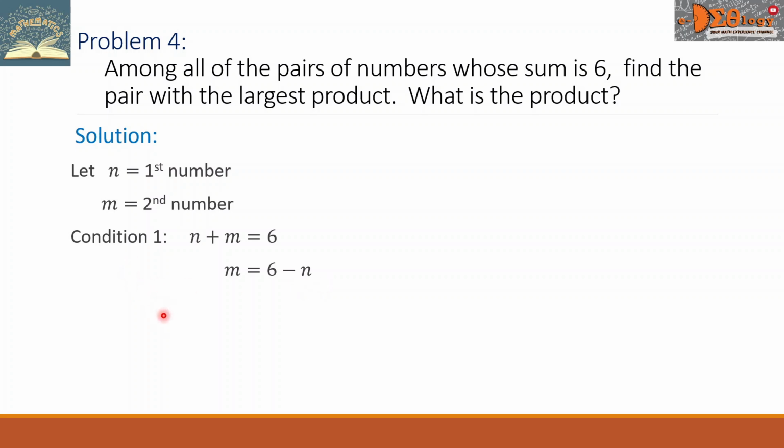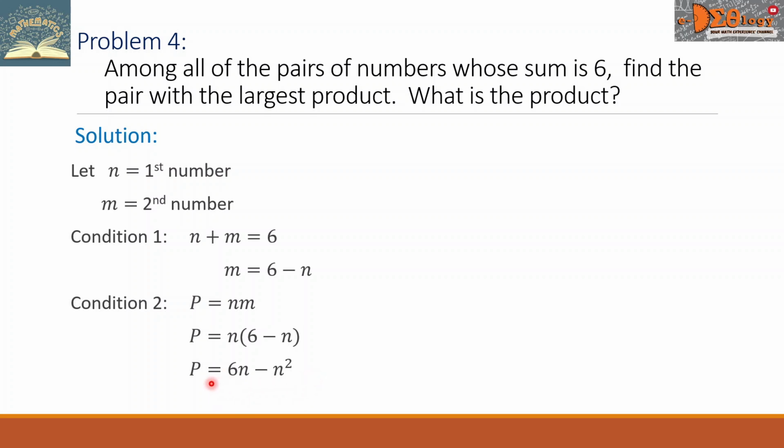We go to the second condition. There is a word product here. So we write capital P, that denotes product, equals, we multiply these two numbers. So that is n times m. Now let us substitute the value of m as 6 minus n. So the P is n times 6 minus n. Let us now simplify the right side. N times 6 is 6n, then n times negative n. We get negative n squared.